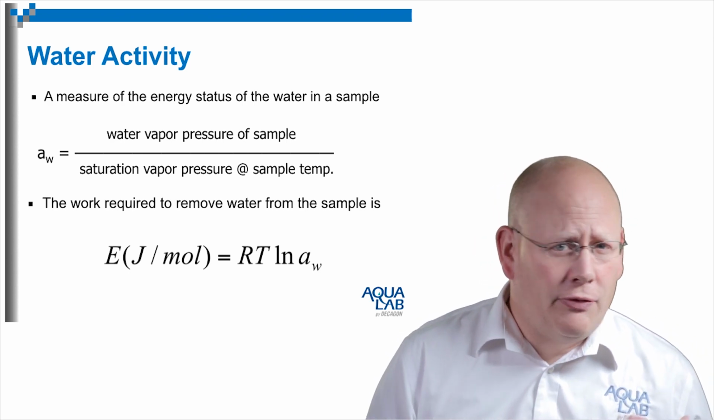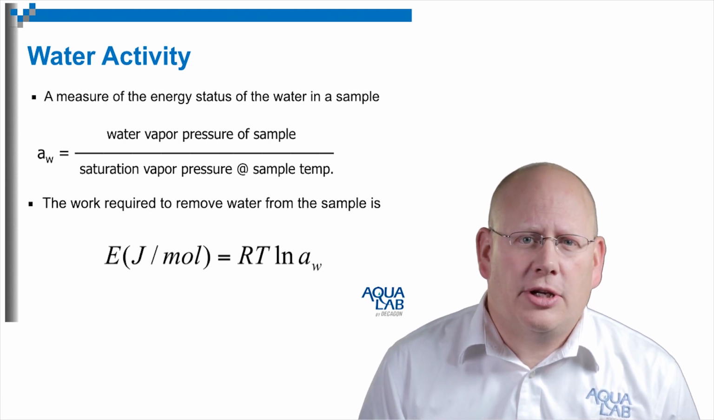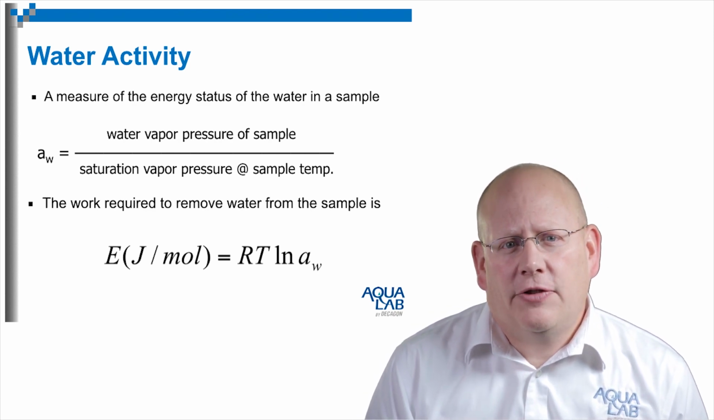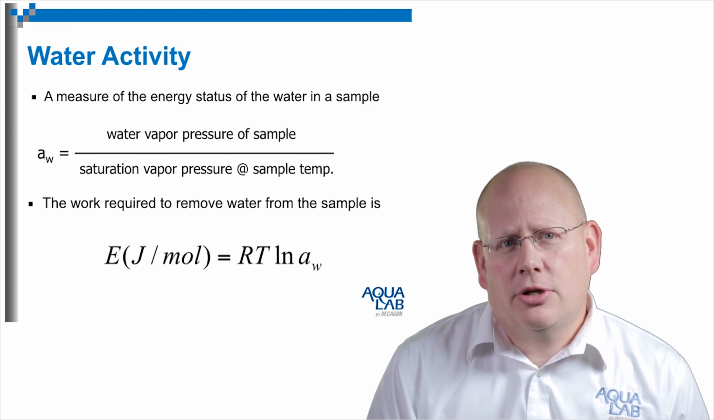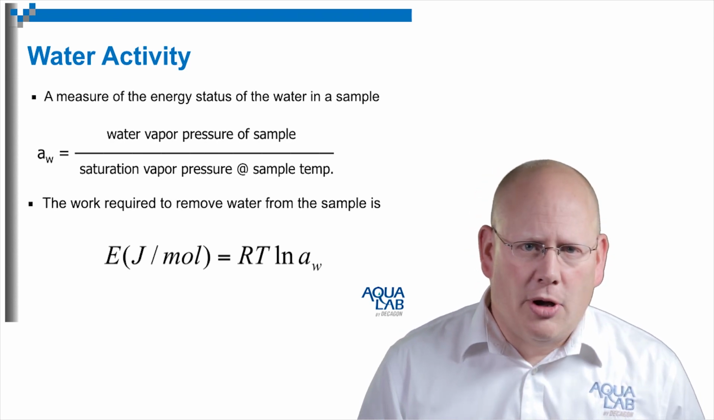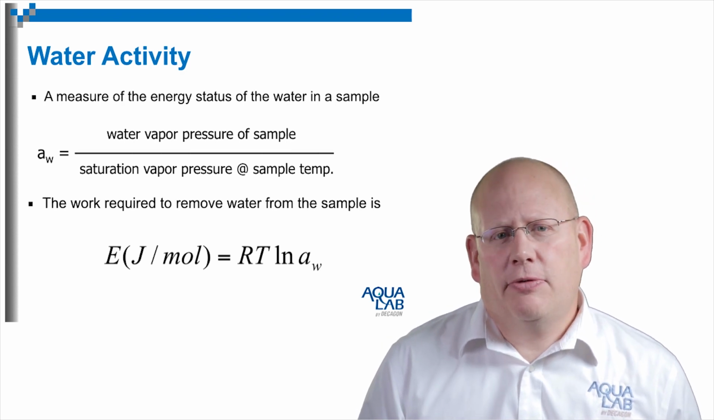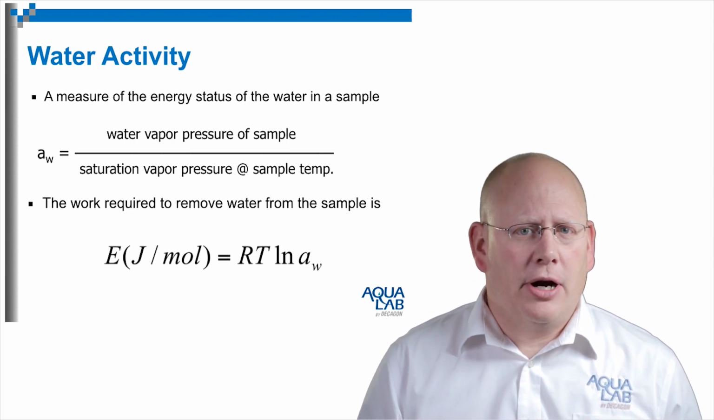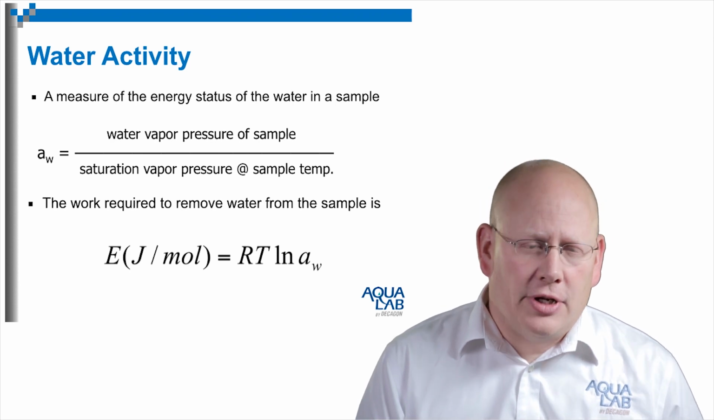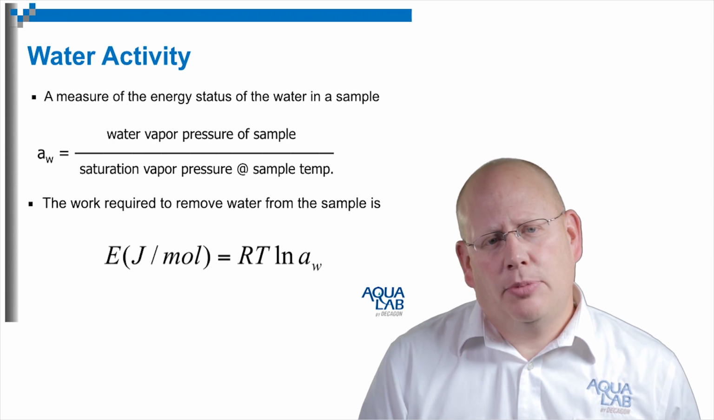So it's a ratio of how much energy is present, what's the total overall energy of water in a system, in comparison to what it would be if you had pure water. The way that's measured is by looking at how many water molecules have the ability, or enough energy, to escape into the vapor phase and exert a vapor pressure, and what that vapor pressure is in comparison to what the vapor pressure would be if you had pure water.